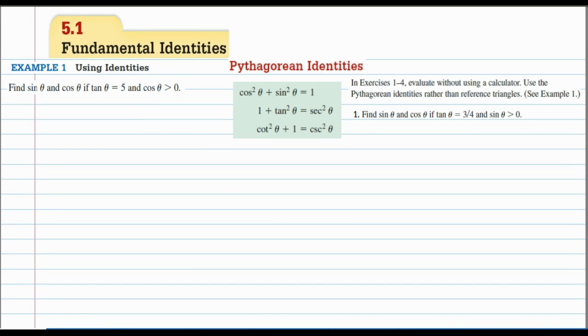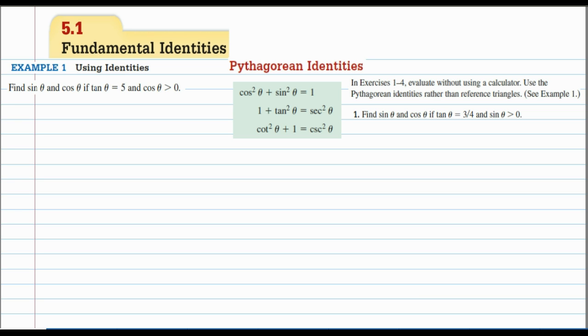This is the screencast for section 5.1, example 1. Alright, so example 1 says using identities. Find the sine of theta and cosine of theta if tangent of theta equals 5 and cosine of theta is greater than 0.